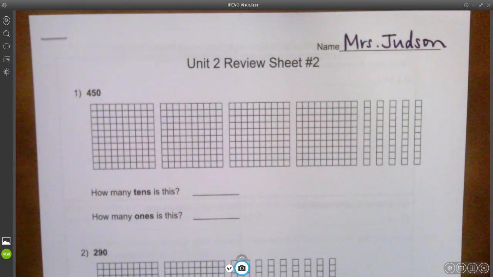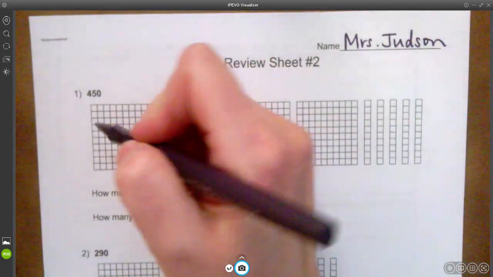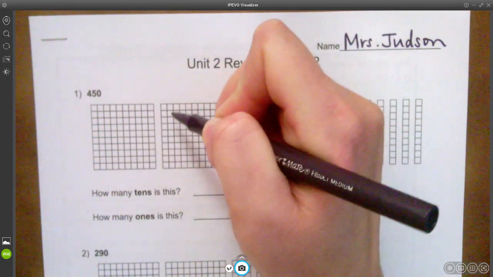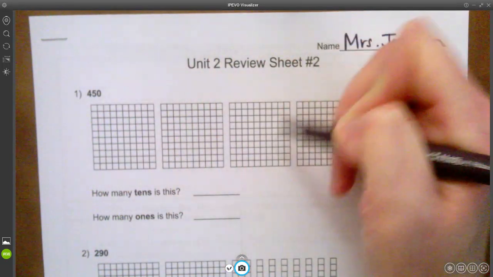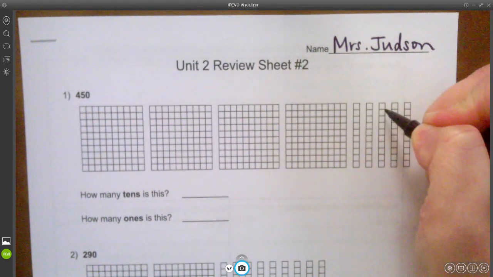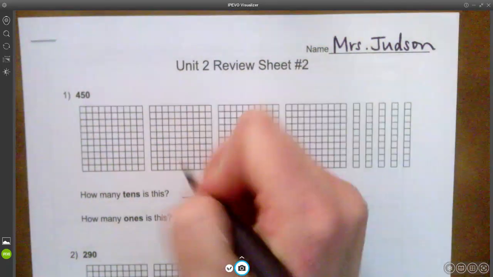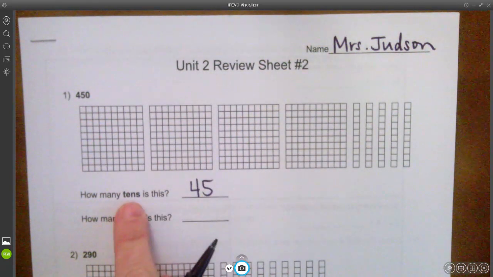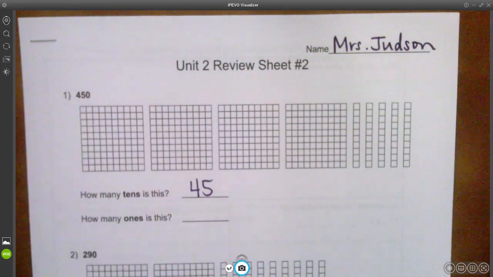450. It says, how many tens is this? That basically means how many strips. So we have 1, 2, 3, 4, 5, 6, 7, 8, 9, 10 strips. Another 10 would be 20. Here's 30. Here's 40 strips. 41, 42, 43, 44, 45 strips. And 45 times 10 is 450.